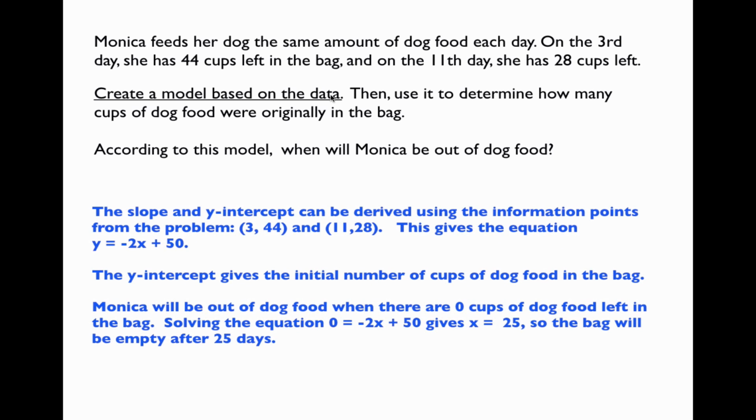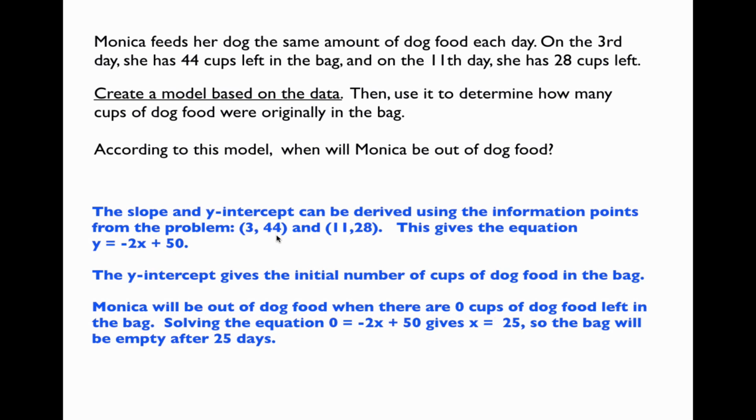So this is what I came up with. The slope and the y-intercept can be derived using the information points from the problem. So I created two ordered pairs, (3, 44) and (11, 28). 3 represents the day of the month, and 44 represents the number of cups of dog food that were left in the bag. All right, the day of the month, or the time, is our independent variable here, and the amount of dog food left in the bag is our dependent variable.